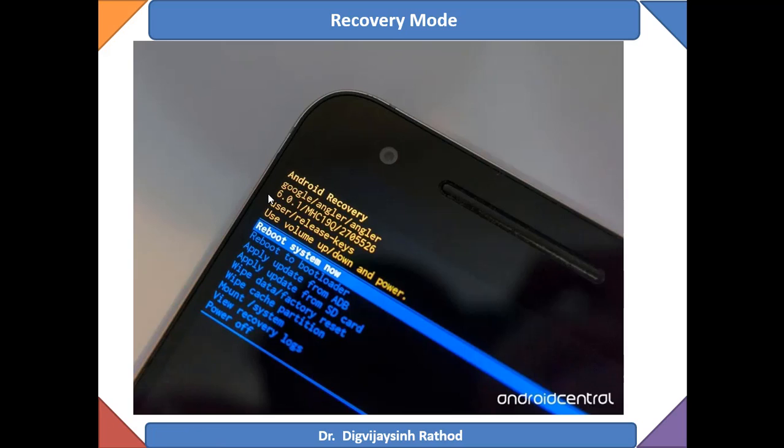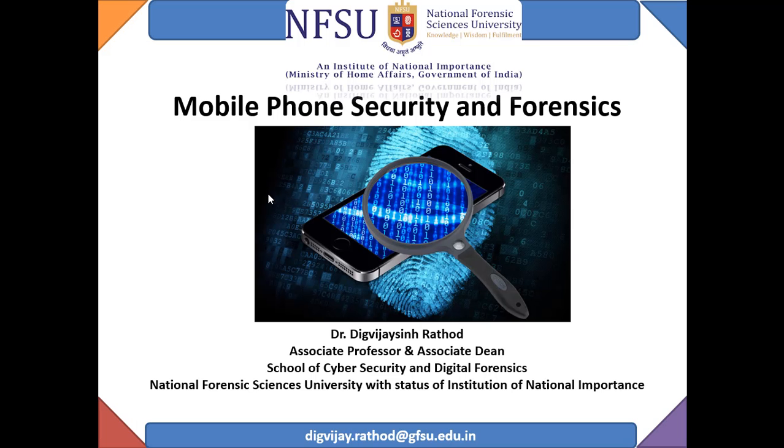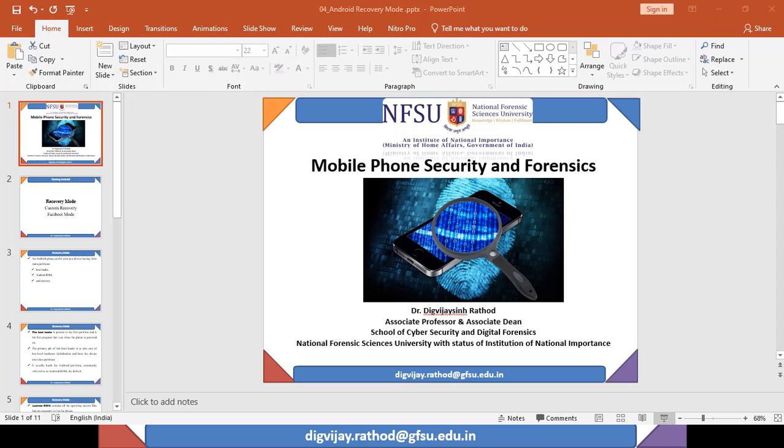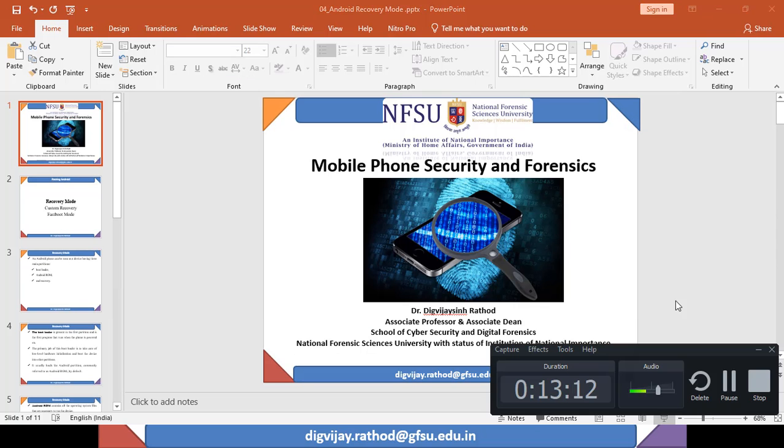But the basic use of the recovery mode is that whenever you reset your mobile phone, or install the official updates related to your operating system, the phone normally moves into the recovery mode. The second thing is that the recovery mode is a tiny partition with limited functionality. That is what I would like to discuss. So this is the brief about the recovery mode. In the next session we are going to discuss the custom recovery mode.